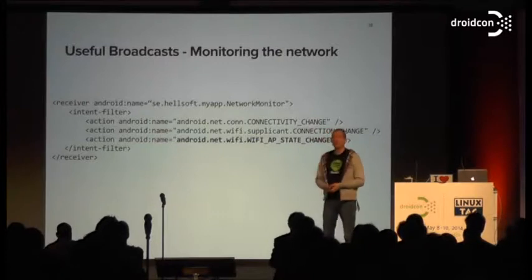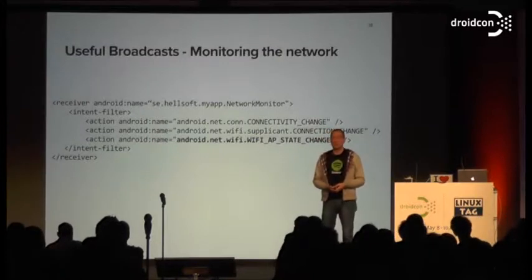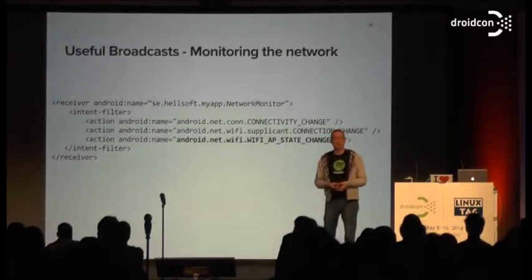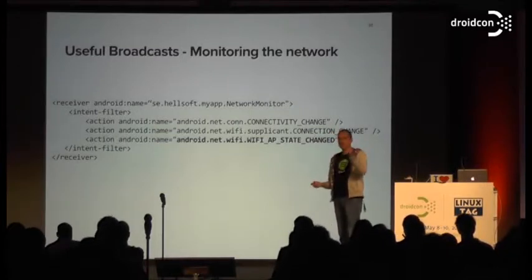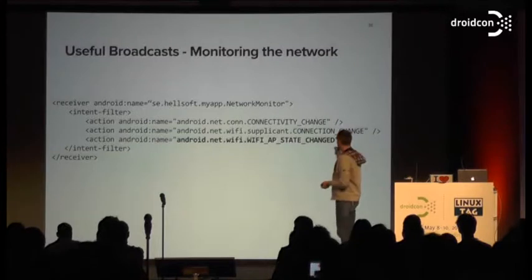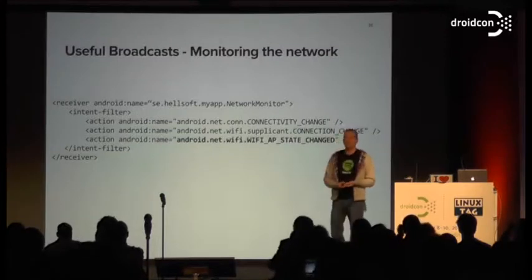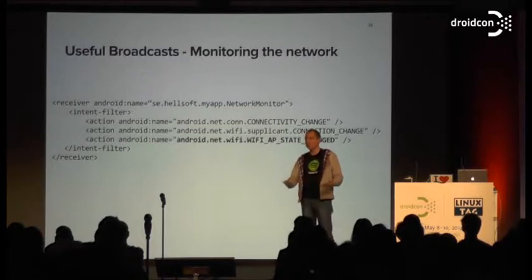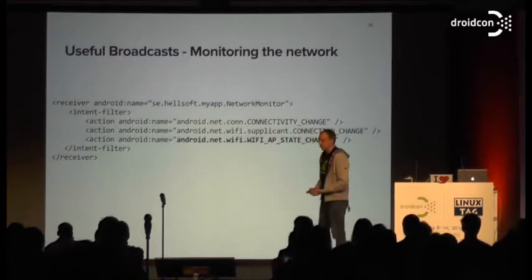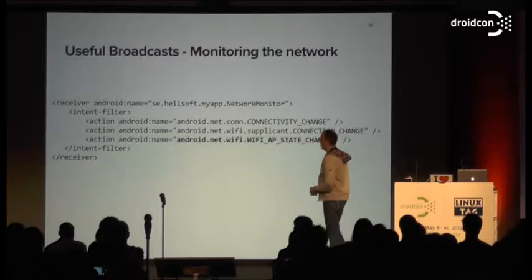Monitoring the network, a very common mistake, people forget about this. The first two people usually put in are the connectivity change, when you go from 3G to Wi-Fi, etc. The connection change from the Wi-Fi supplicant is also very useful. You can detect which network you're on, and if this is a roaming network, you can deal with that, etc. But the last one is actually part of the hidden API.